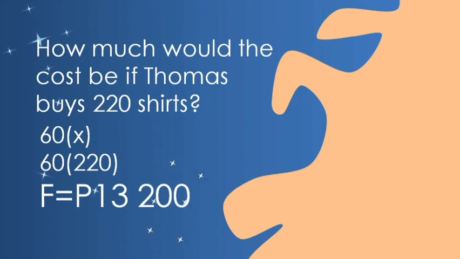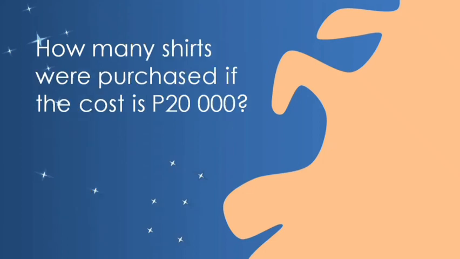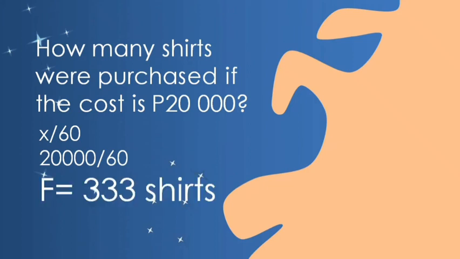13,200 pesos. The last question is, how many shirts were purchased if the cost is 20,000 pesos? Since the price is that high, it's common sense to think that Thomas bought over 150 shirts. So we'll divide 20,000 by 60, and the final answer is 333 shirts.